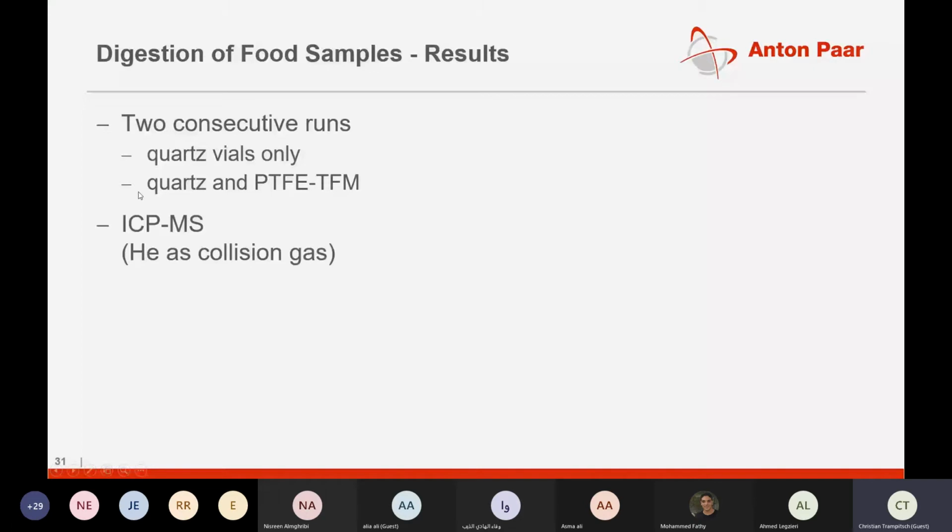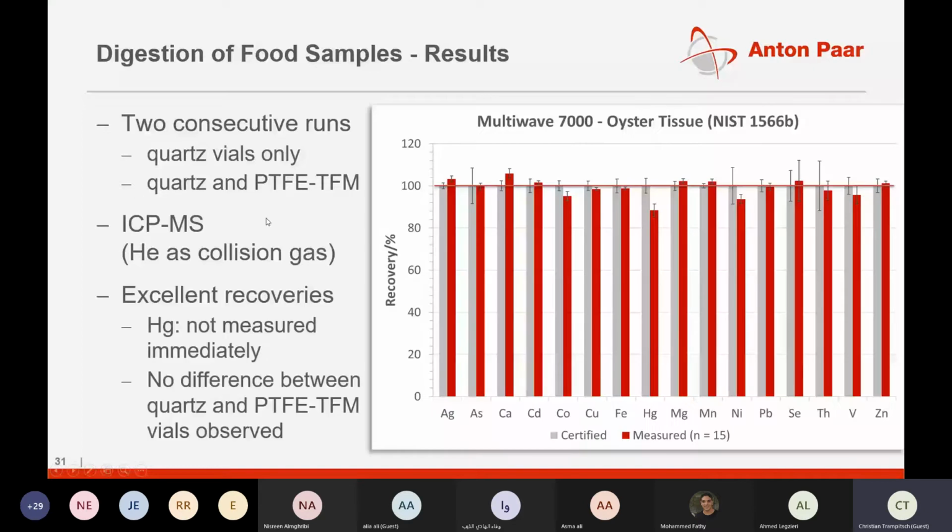Yeah, for the nerds, we have been using ICP-MS with helium as collision gas. What we got, again, excellent recoveries. We did not observe any difference between the PTFE vials and the quartz vials. Why should we? To be honest, both materials are of highest purity.